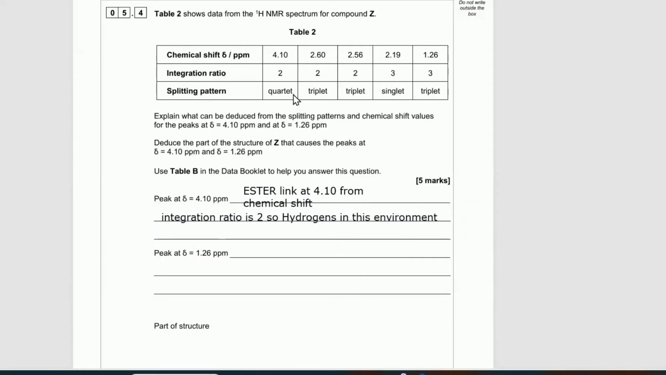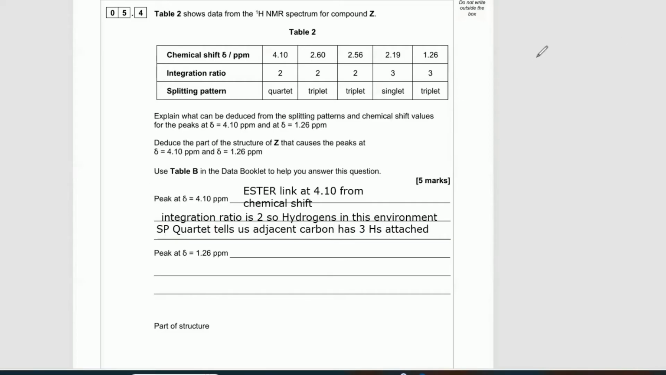Now we've got a splitting pattern, which is a quartet. So the splitting pattern, I can't fit it all in. So quartet tells us the adjacent carbon has 3 H's attached. So straight away, what it's telling us is that the neighboring carbon next to the hydrogen of this one has got 3 hydrogens attached.